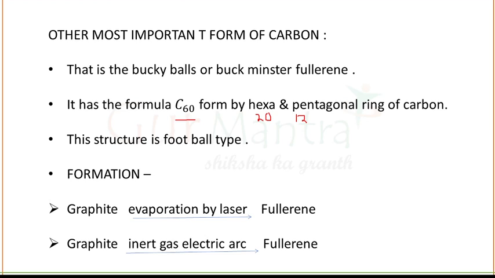Each carbon has 3 bonds. It is a black solid that dissolves in hydrocarbon solvents to produce a violet solution. This structure is of football type or soccer ball type. Formation of Buckminster fullerene: when you heat up graphite and evaporate it by laser, this will form the fullerene. Graphite, in the presence of an inert gas and an electric arc, will also form fullerene.